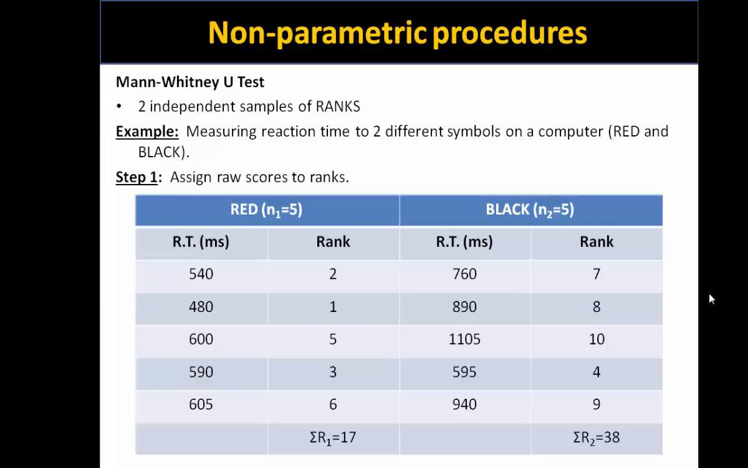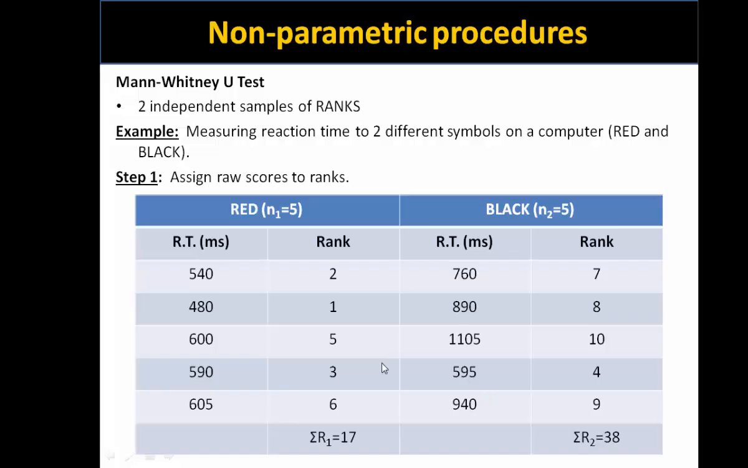And the table here illustrates the reaction time in milliseconds. So the lower the number, the better the reaction time. And what we see here is that we have reaction times that at least appear to be considerably faster for the participants that observed a red symbol on the computer screen than the individuals that observed a black symbol on the computer screen.